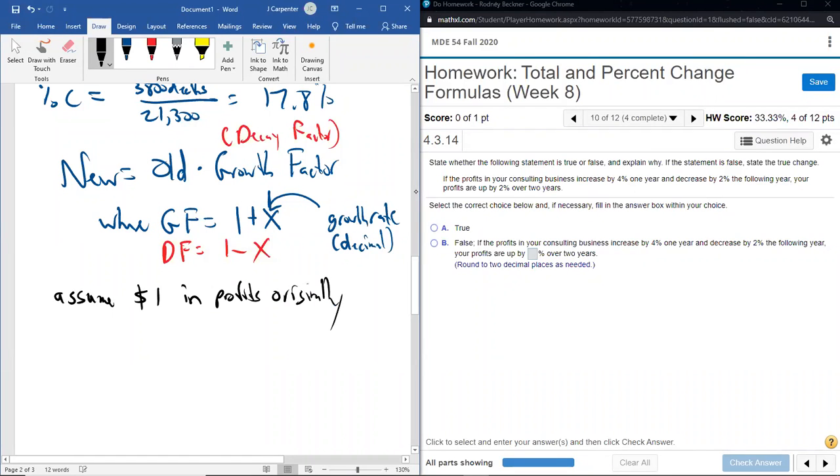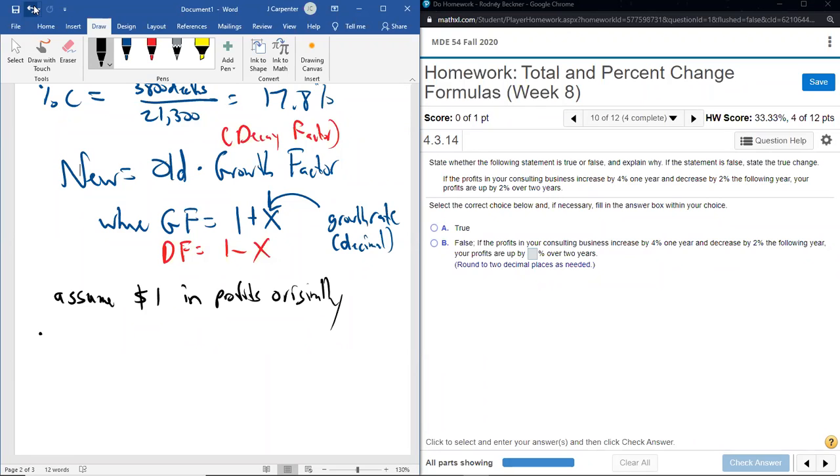Profits originally. Just so that we're only focusing on the actual growth or decay factor, because if the old is 1, then it doesn't even really need to be seen there, because 1 times anything is the anything. So, your profits in the consulting business increase 4% 1 year.